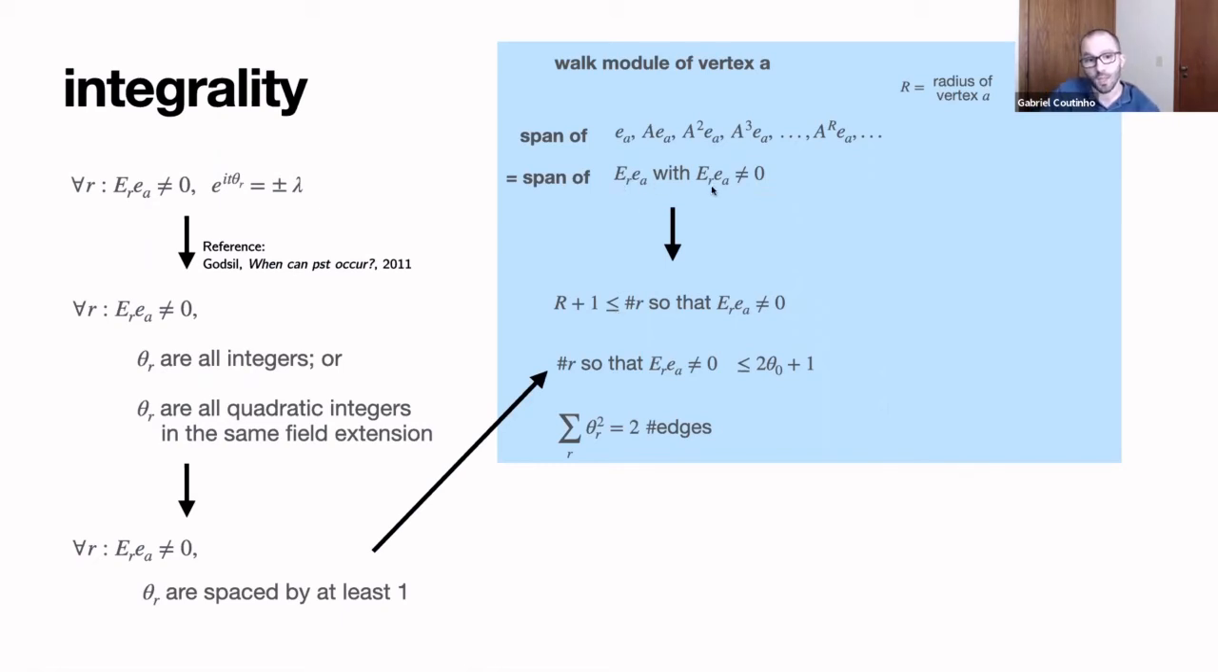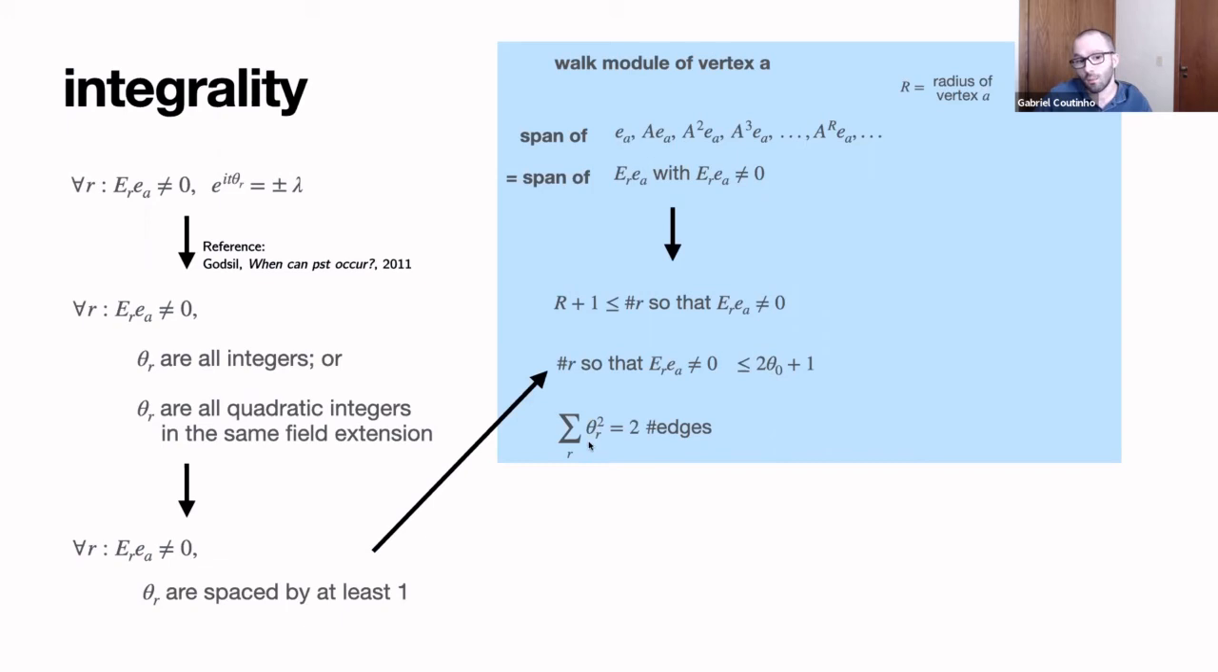And now, come back here: these eigenvalues are spaced by at least one. So the number of things which are different than zero is upper bounded by the size of the interval. All eigenvalues lie between theta_0 and minus theta_0. So the size of this interval is two theta_0 plus one. You have at most two theta_0 plus one integers, or points spaced by unit length, between these two endpoints. So you do get that the radius of the vertex plus one is upper bounded by two times the largest eigenvalue plus one.